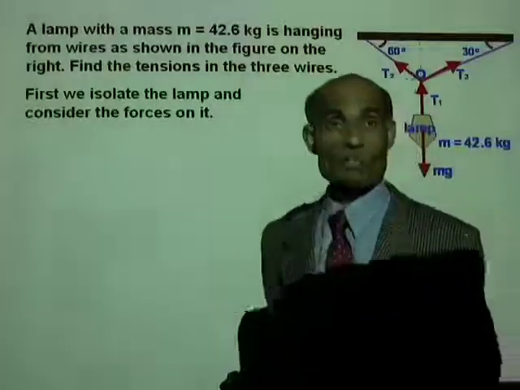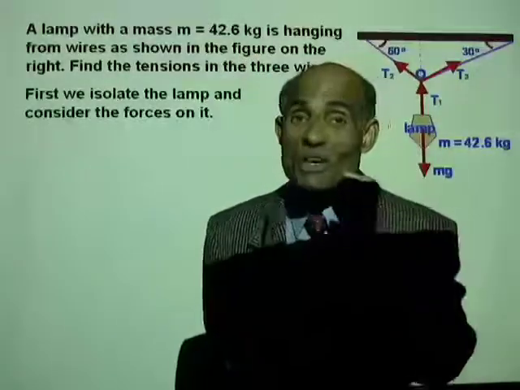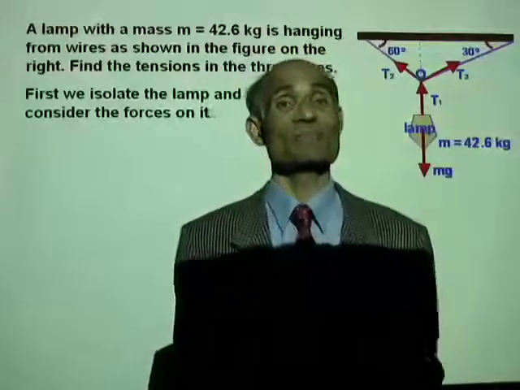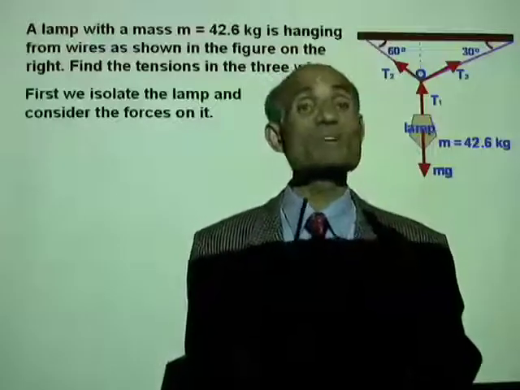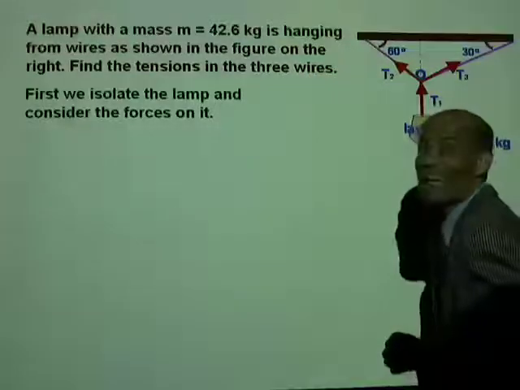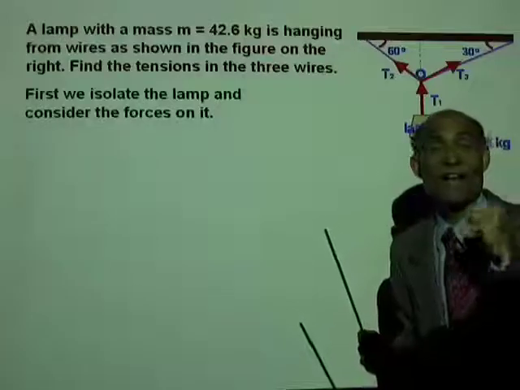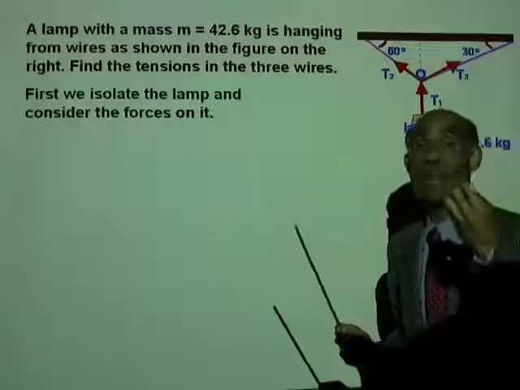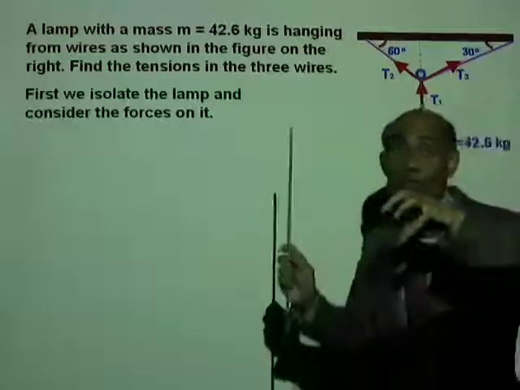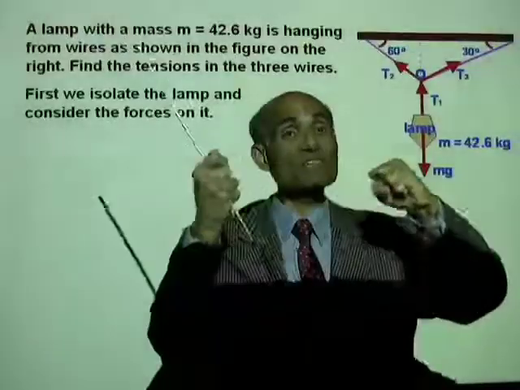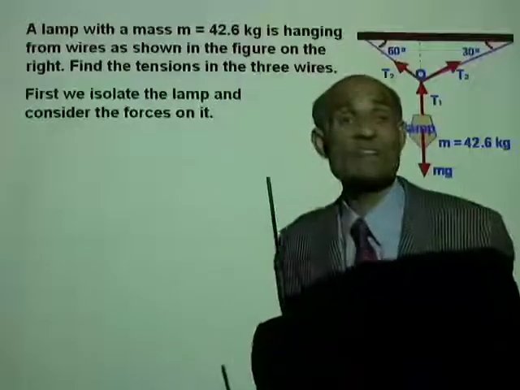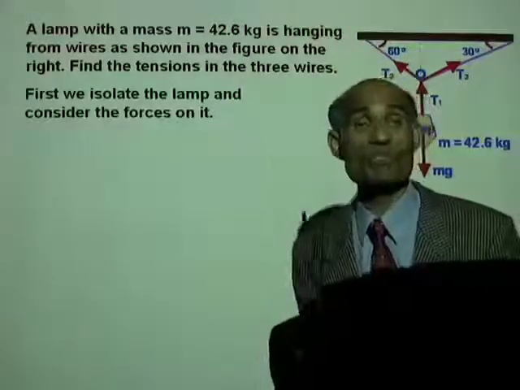Now, what is the method that we discussed? Isolate the object or point on which the forces are acting. Now, this problem needs to be done in 2 stages. In the first stage, we identify the lamp as the object and identify the forces acting on the lamp. In the second stage, we identify the point O as the point at which several forces are acting. Let's start by first identifying the lamp as the object on which the forces are acting.